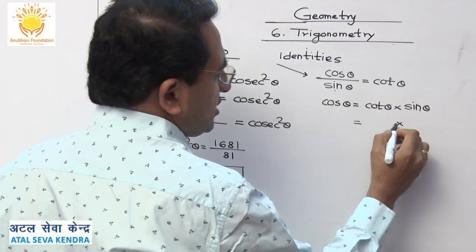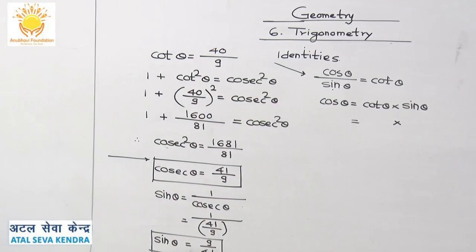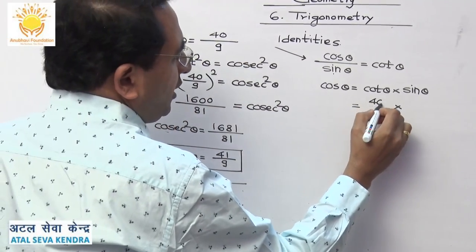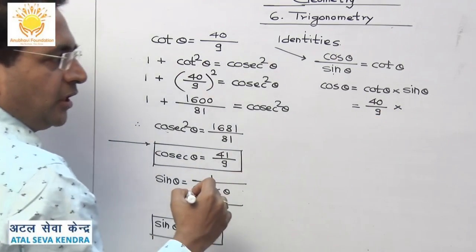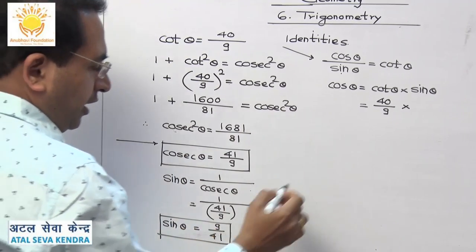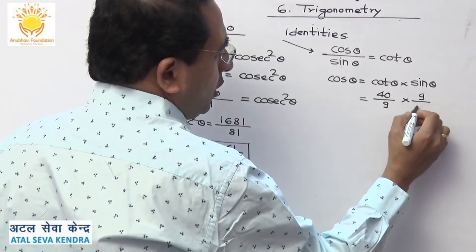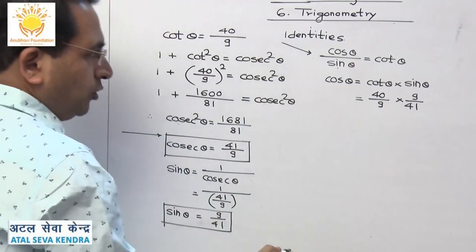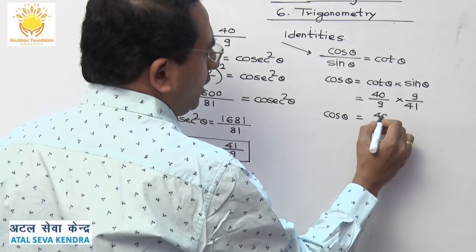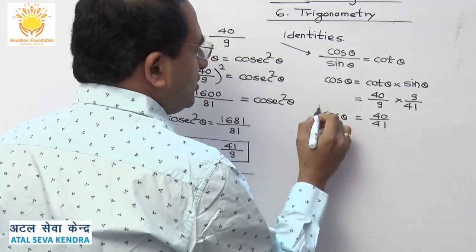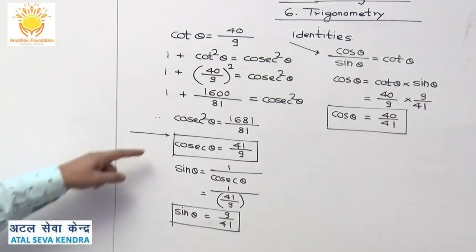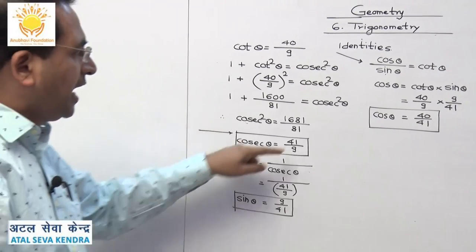and you know both the answers here. The answer of cot of theta we have, as they have given it, so we have to write 40 upon 9. Correct? And we are supposed to write down the value of sine of theta, what we have got here, that is 9 upon 41. So therefore the value of cos of theta is going to be 40 upon 41. So this is the general method in which we have to go ahead. Now we have got the answers of cosec, sine and cos.